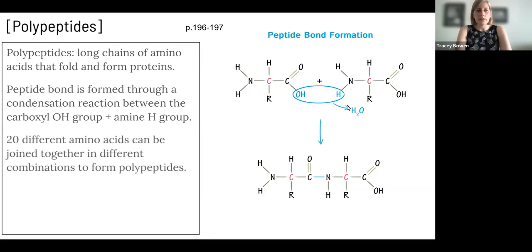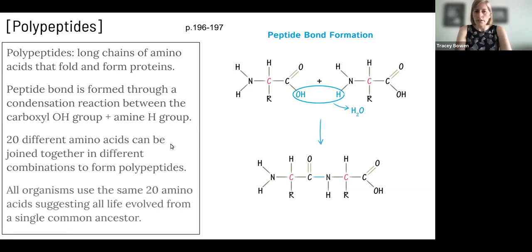There are 20 different amino acids, and they can be joined together in any sequence to form millions and millions of different combinations of polypeptides. Here we can see the bond that's formed through that condensation reaction is going to be between the carbon and the nitrogen. We should be able to draw, similar to this, a simple condensation reaction between two amino acids to form a dipeptide. This is called a dipeptide.